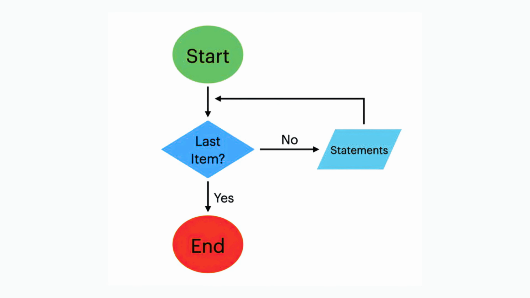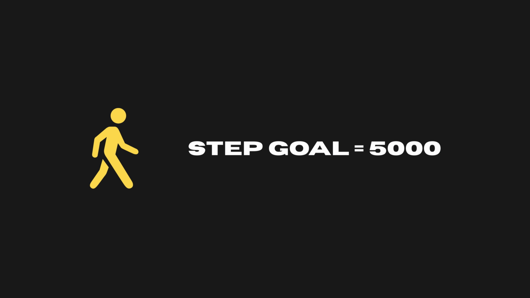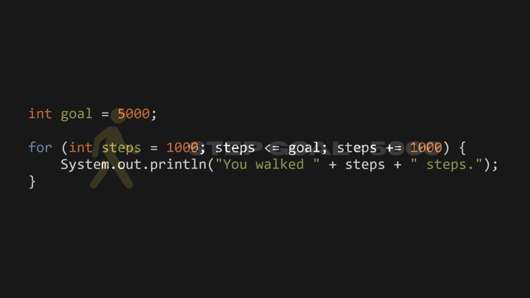For loop. For loop is best when you already know how many times to repeat, like saying run this exactly 5 times. So let's take the same example, but let's use for loop. int goal = 5000. For int steps = 1000; steps <= goal; steps += 1000. System.out.println("You walked " + steps).